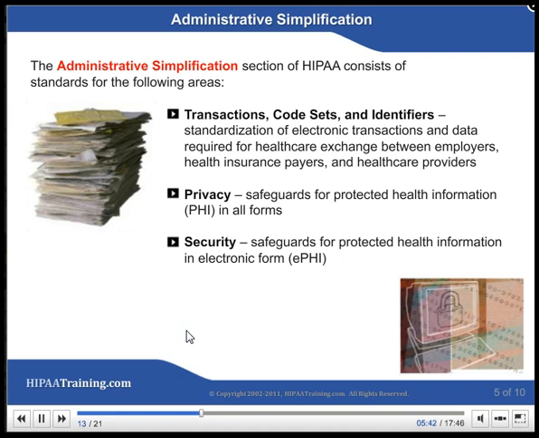Administrative Simplification. The Administrative Simplification section of HIPAA consists of standards for the following areas: transactions, code sets, and identifiers. Standardization of electronic transactions and data required for healthcare exchange between employers, health insurance payers, and healthcare providers. Privacy. Safeguards for protected health information, PHI, in all forms. Security. Safeguards for protected health information in electronic form, ePHI.